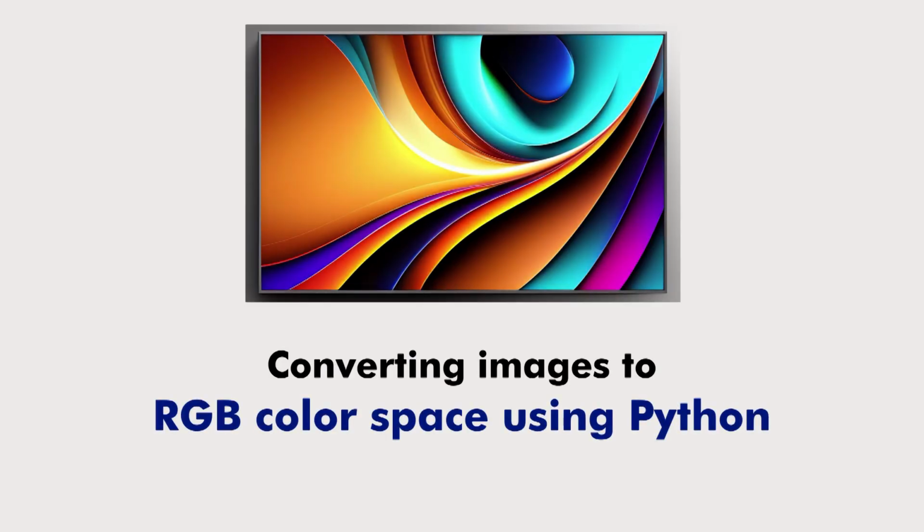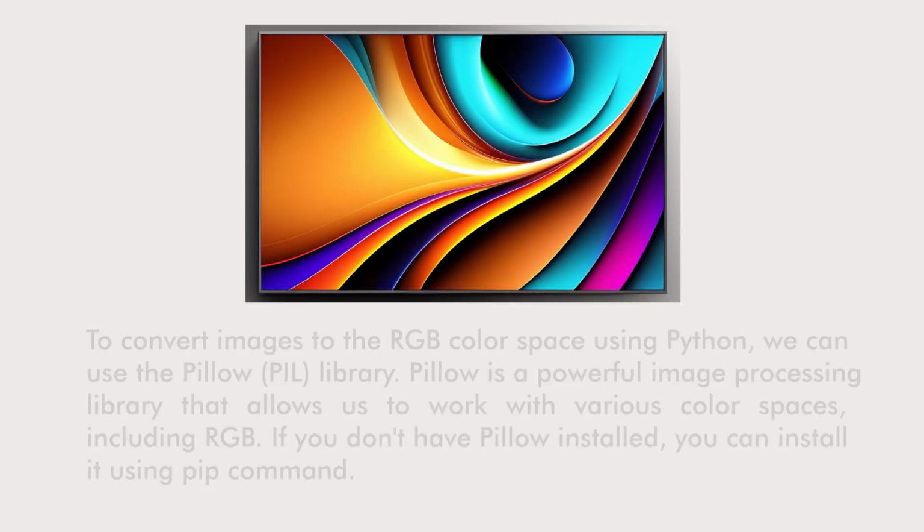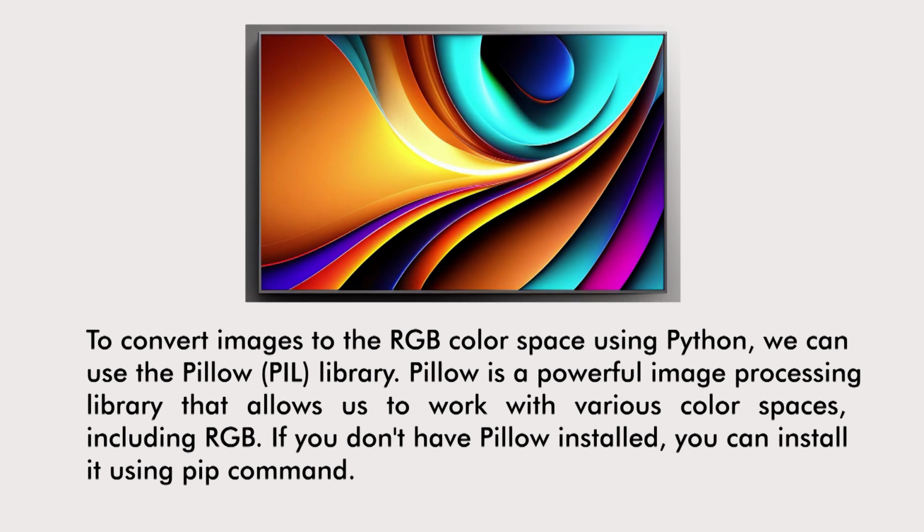So, next subtopic is converting images to RGB color space using Python. To convert images to the RGB color space using Python, we can use the Pillow library, again called PIL. Pillow is a powerful image processing library that allows us to work with various color spaces, including RGB. If you do not have Pillow installed, you can install it using the pip command. In this code, we can learn how to create an image and how to convert it into an RGB image.